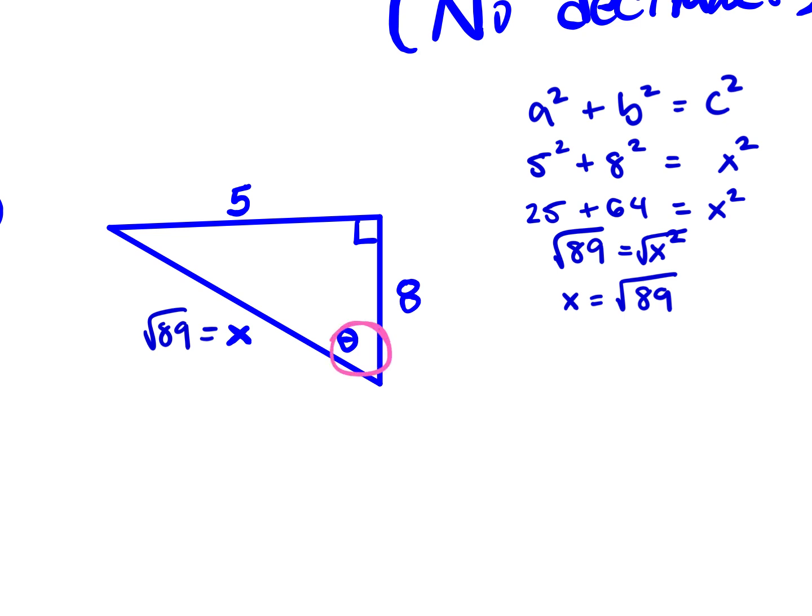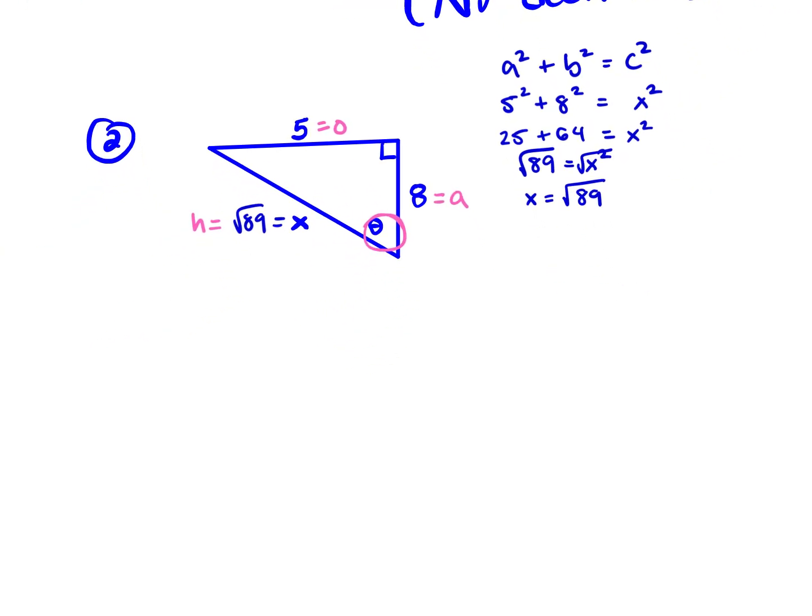Now let's label what our opposite, adjacent, and hypotenuse are. So theta's down here now. What would 5 be? Opposite, perfect. What about 8? Adjacent. And then square root 89? Hypotenuse. So let's find our 6 trig functions now. So sine, cosine, tangent. And our reciprocal functions are going to be cosecant, secant, cotangent.